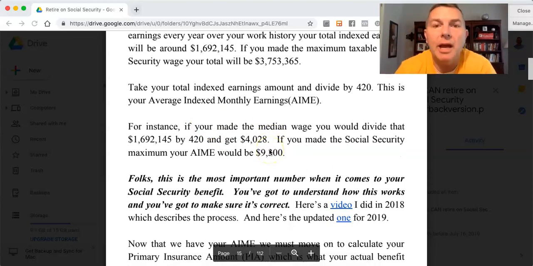I'm still putting this up online because I'll fix these typos and you'll get the better book. But it's still good for you to see it, and it's good for me to do this as well. So, for instance, if you made the median wage, you would divide that 1.692 million by 420 and get $4,028.